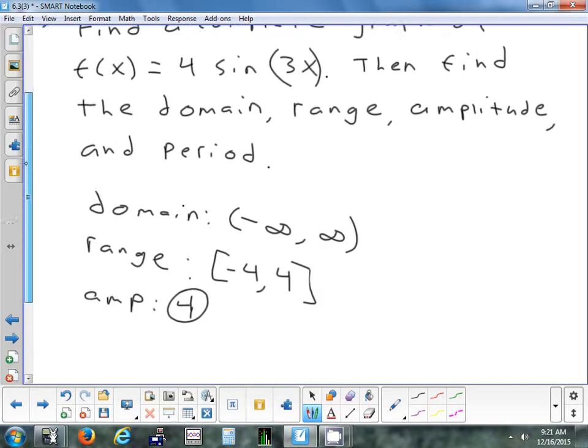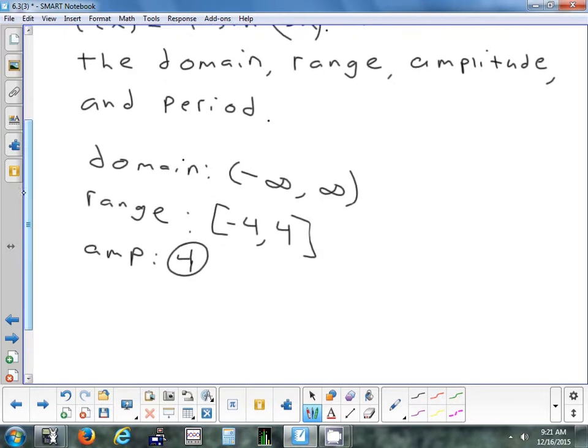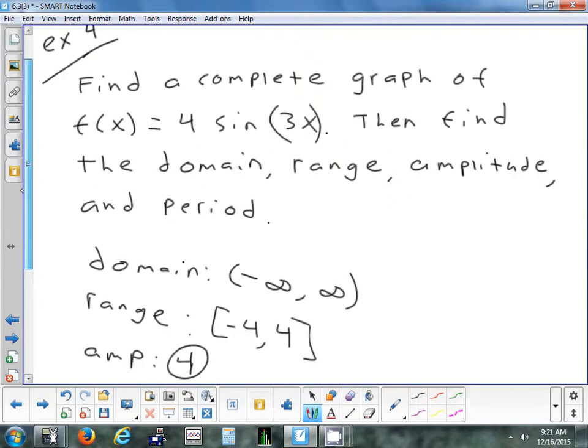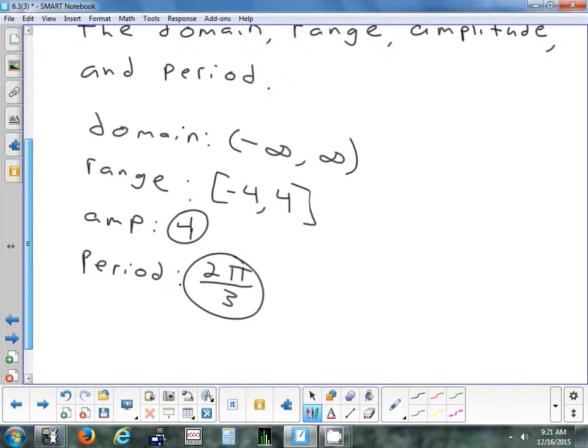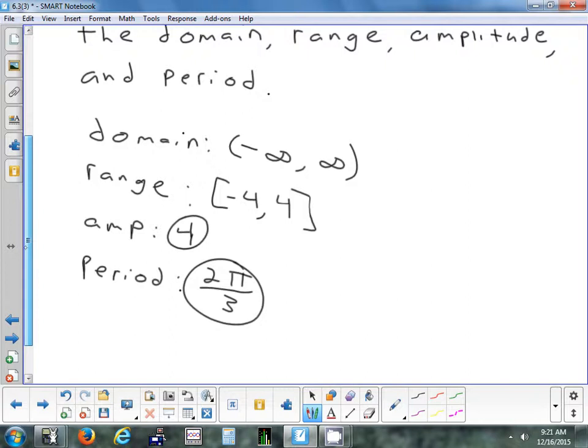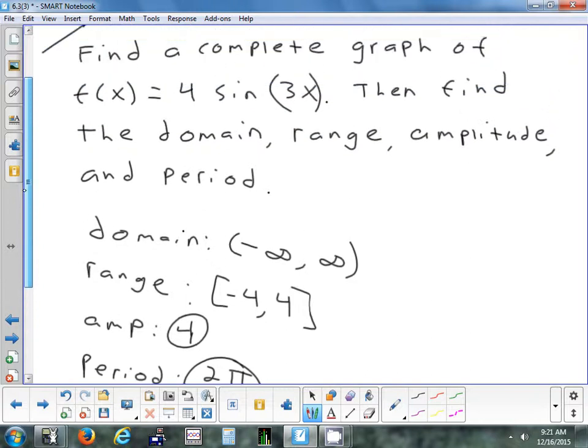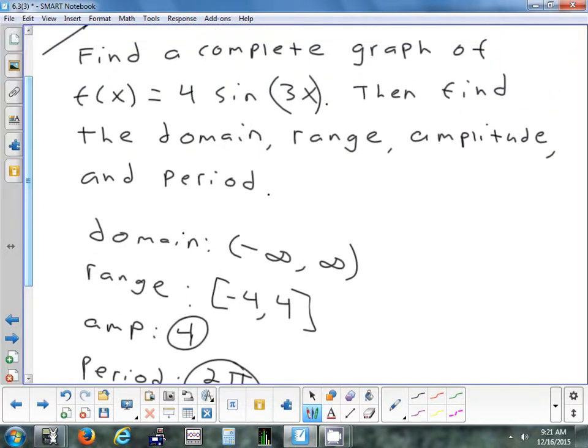Right, and what about my period? Does anyone remember that equation? It starts out with a t. T equals 2 pi over 3. Okay, 2 pi over 3. Okay, any questions on that?